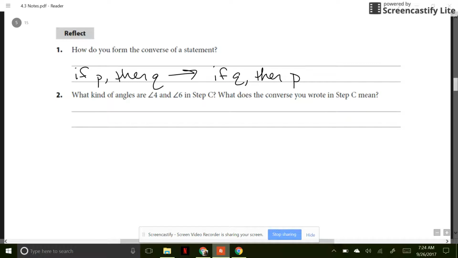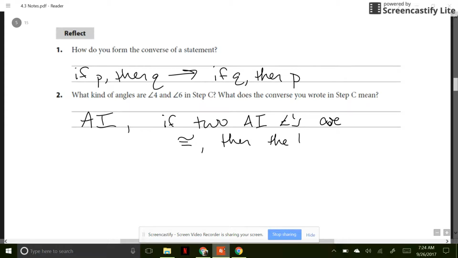So what kind of angles are angle 4 and angle 6? We said they were alternate interior. And then what does the converse we wrote mean? Well, it means if we see two alternate interior angles and they are congruent, then the lines are parallel.